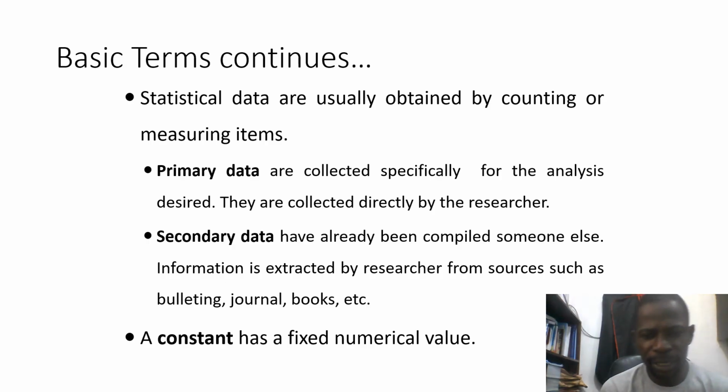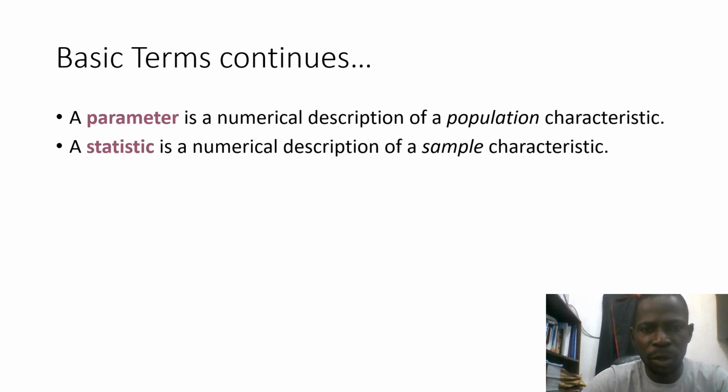All right, the next one we're going to look at is what we call a constant. What is a constant? Anything that is fixed in numerical values is referred to as a constant. We would also have looked at variable, but in the course of the class, we would definitely look at that. The opposite of constant is variable.